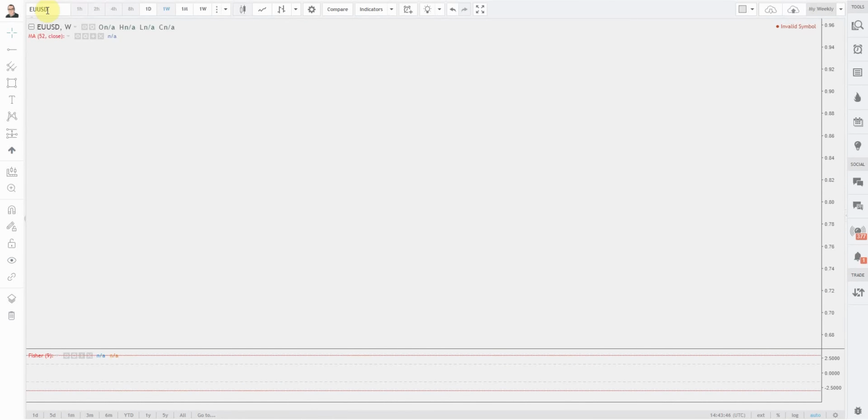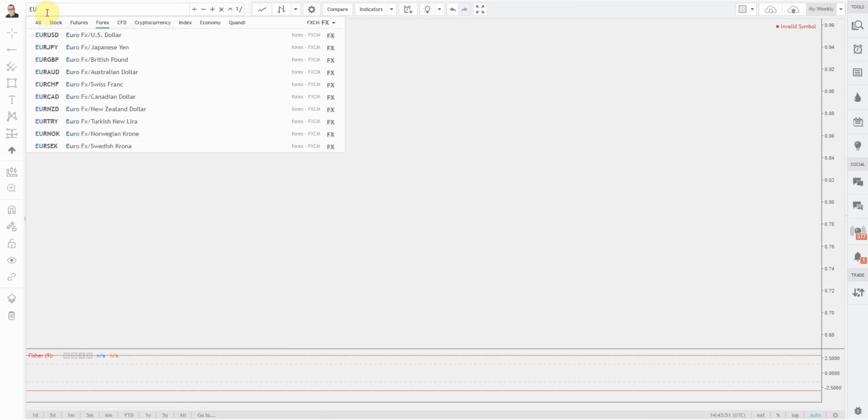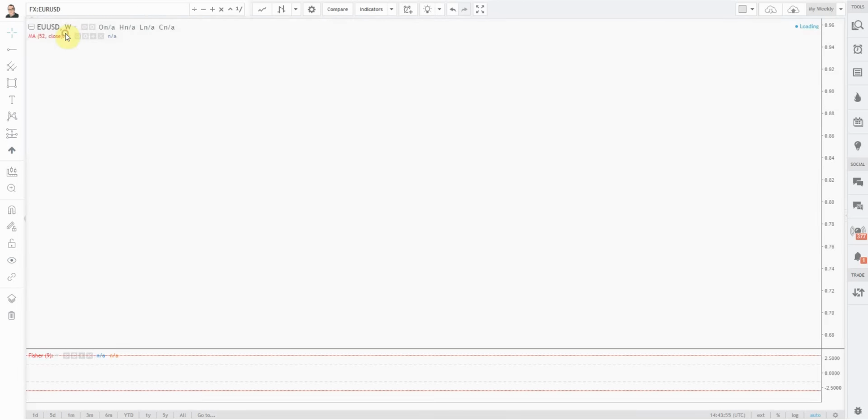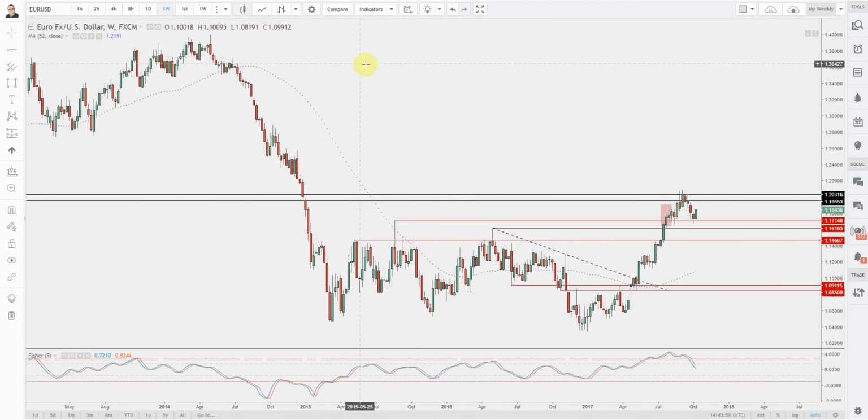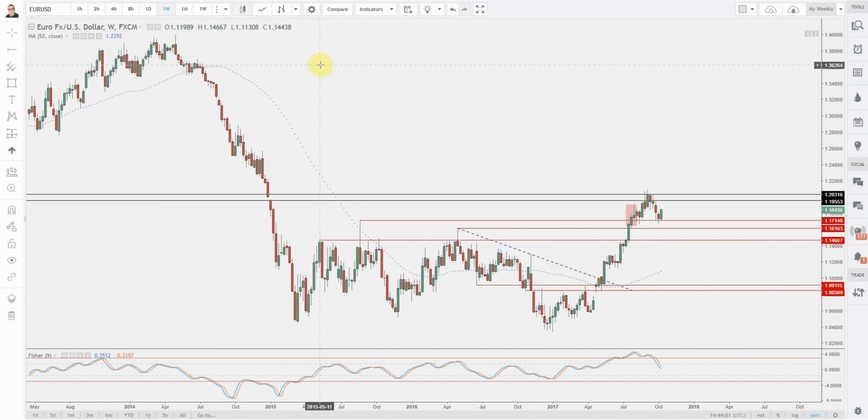I generally start my analysis on the longer time frame. Euro USD. I start with the longer time frame, as it's always important to look at the longer time frame because the longer time frame is more important in terms of trend direction and key support and resistance levels.